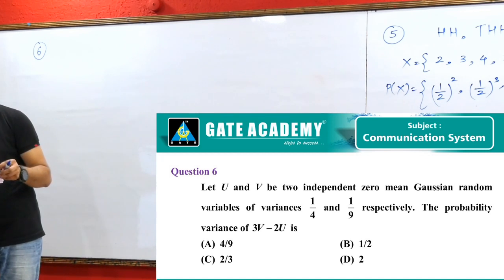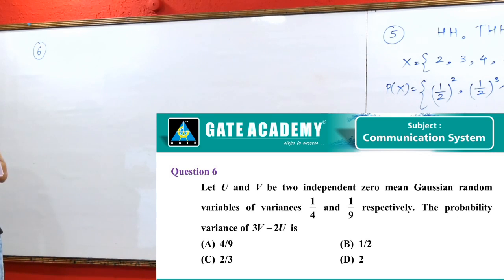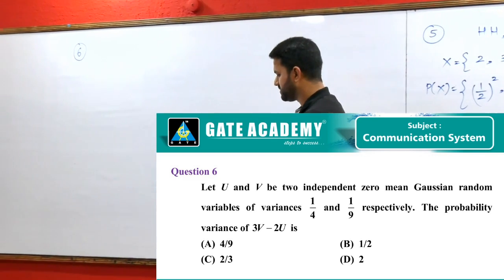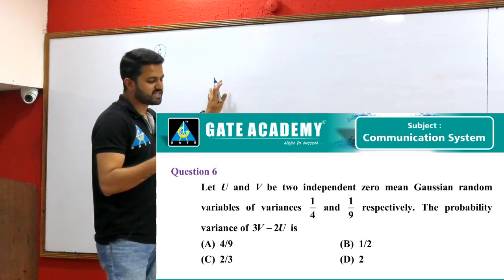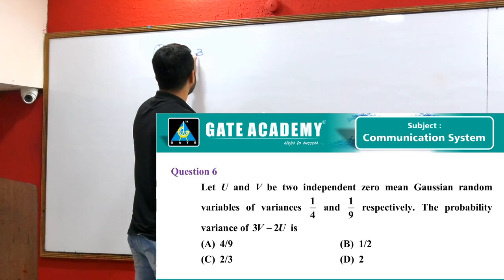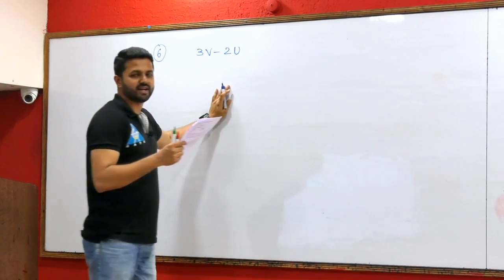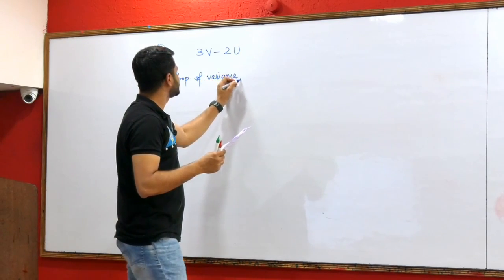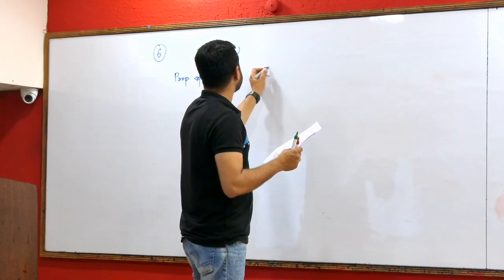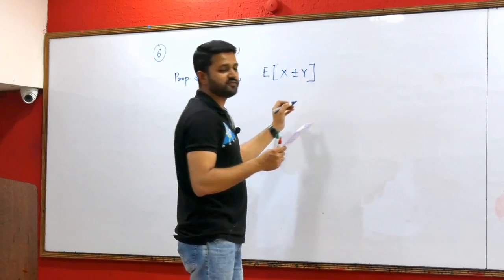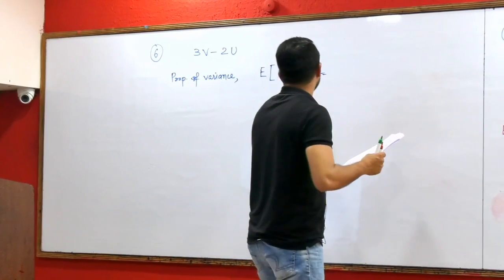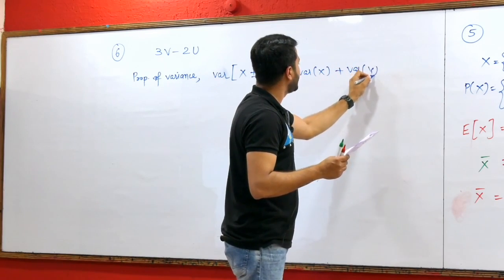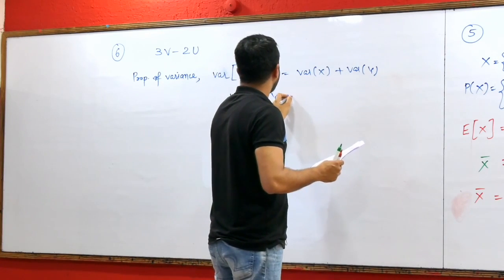So, Ketan is getting the answer as option D, that is 2. Yes, Ketan, you are right, because these are two independent random variables, u and v. So we know from the property of variance that if x and y are two independent random variables, the variance of x plus y is the variance of x plus the variance of y.